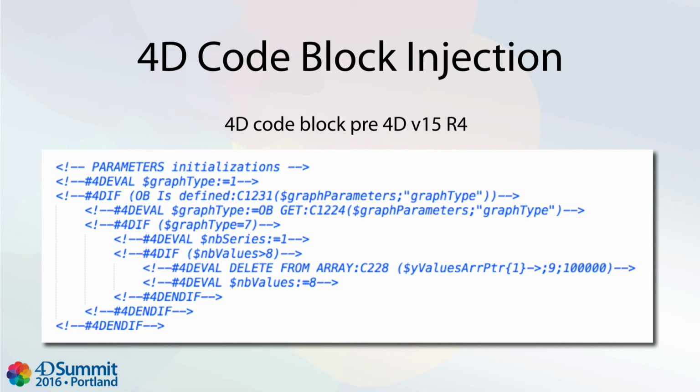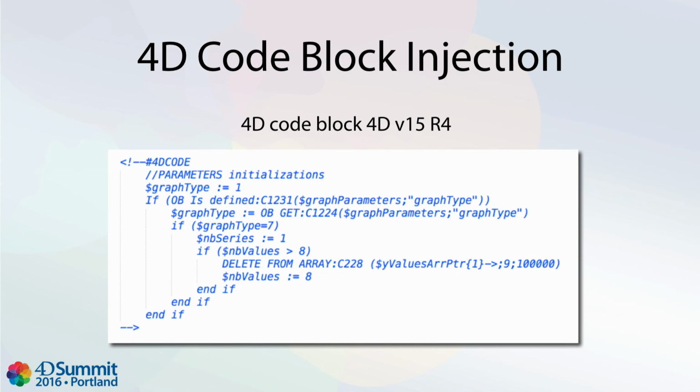For an example here, let's look at some code all the way through R3. If you were going to write some code like this, you're going to be using 4D eval, 4D ifs. And amongst other things, it makes it kind of hard to read at first glance. Redone using the new 4D tag of 4D code, it's just like reading in a 4D method.